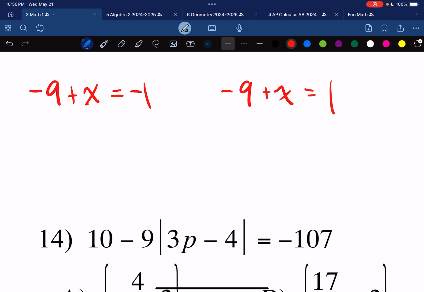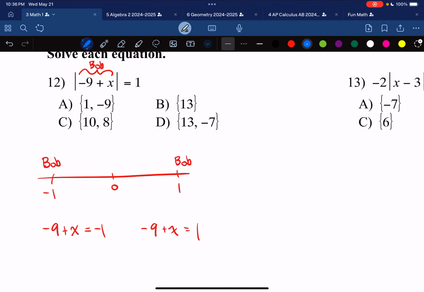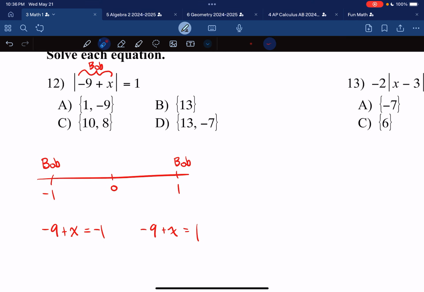And usually they're solved exactly the same way, because you will never, ever, ever touch the inside of this. A lot of students make the mistake of saying, well, it's a positive 9 because absolute value means everything on the inside is positive. No, that is wrong.